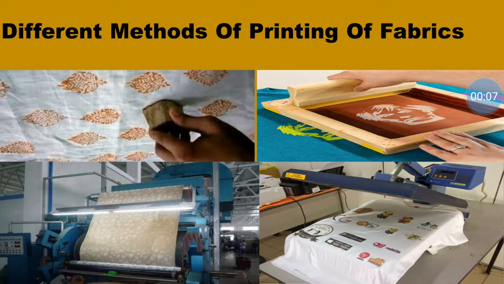Today's topic is different methods of printing of fabrics. Printing is the process of applying color to fabric in definite patterns or designs. In printing, wooden blocks, stencils, engraved plates, rollers and screens can be used to place colors on the fabric. The four main methods of textile printing are block printing, screen printing, roller printing and heat transfer printing. Now we shall discuss each method of printing in detail.